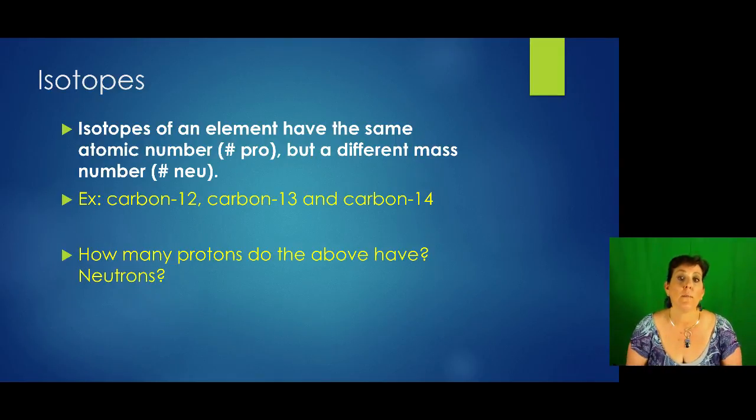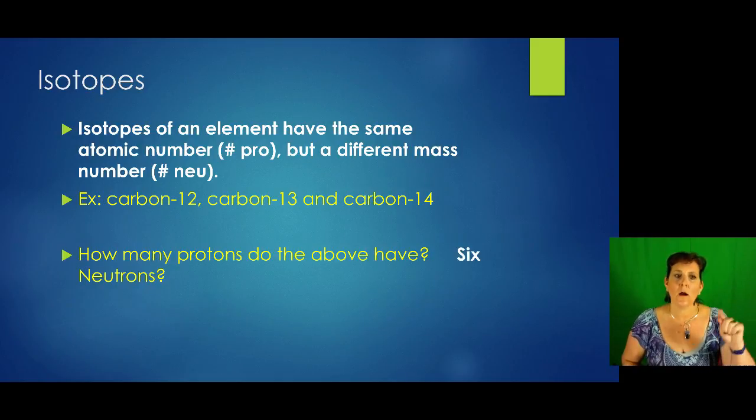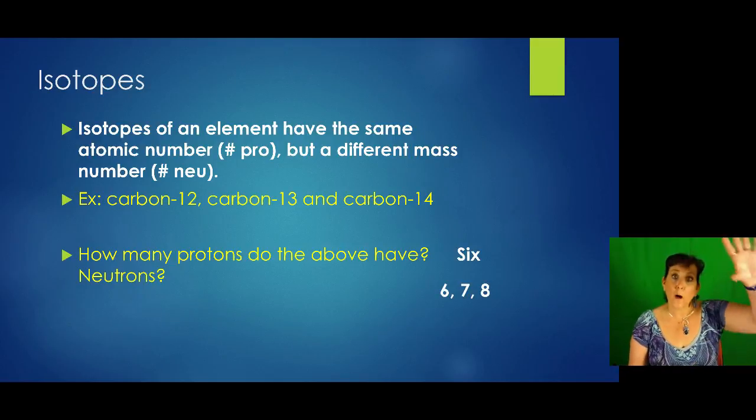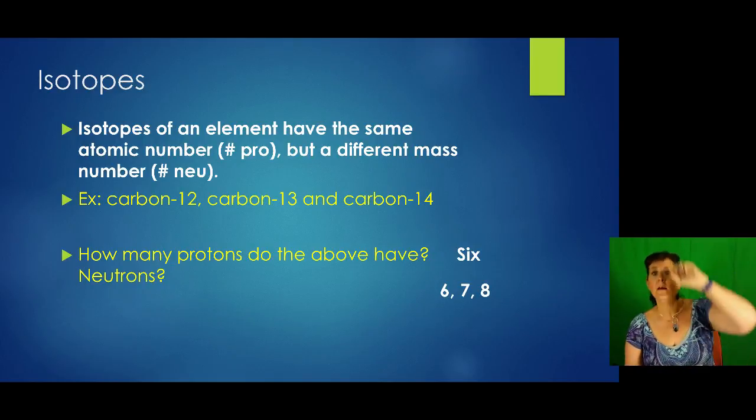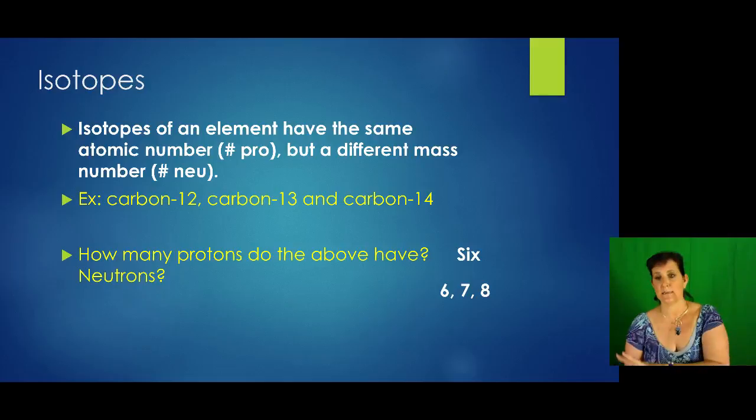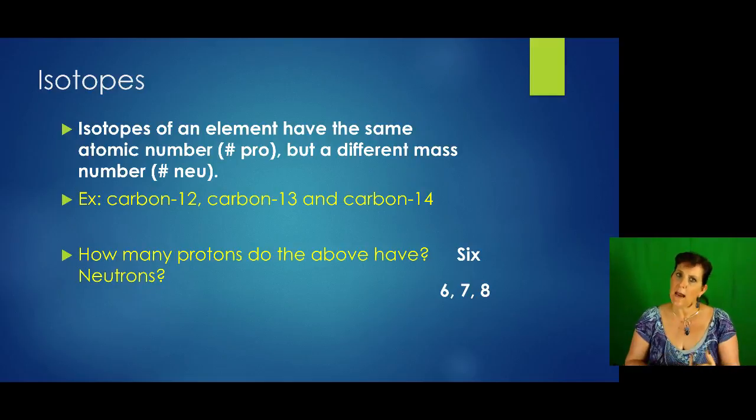So carbon 12, carbon 13, and carbon 14 have how many protons? 6. Okay, so they all have 6. How many neutrons are in carbon 12? Remember to subtract. There's 6, yeah. What about carbon 13? 7, yeah. And carbon 14? 8, yeah. So we're just taking the 12 minus 6 is 6. 13 minus 6 is 7, and then 14 minus 6 is 8. So the neutrons were 6, 7, and 8 for those atoms.